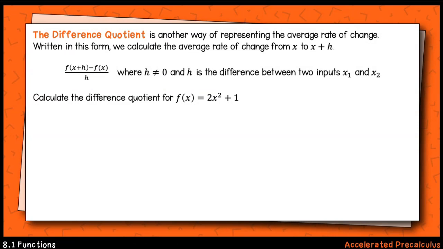Now that we understand the average rate of change concept, let's think about what would happen if we wanted to calculate the average rate of change over an interval, but we didn't know the exact starting or ending point. We instead just knew how far apart the 2 points are. This idea is represented by the difference quotient.